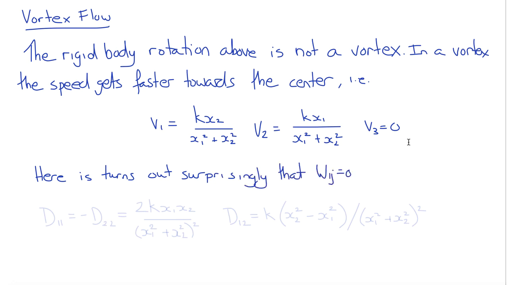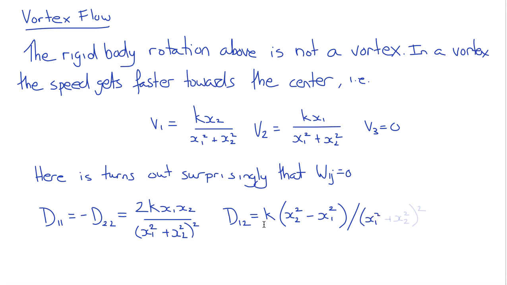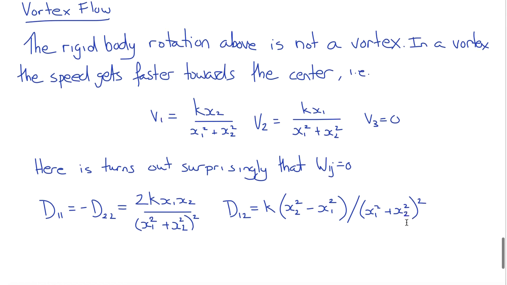Turns out for this flow, surprisingly, that the spin tensor is actually 0, and in this case the rate of deformation is d11 equals 2k x1 x2 divided by x1 squared plus x2 squared all squared. So again, that's d11 and minus d11 as d22, and then there's a shear component d12, which is k times x2 squared minus x1 squared divided by x1 squared plus x2 squared all squared.